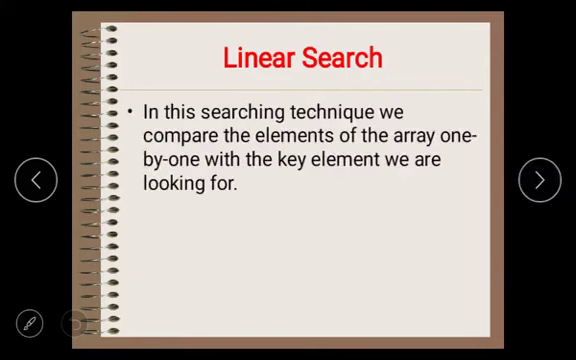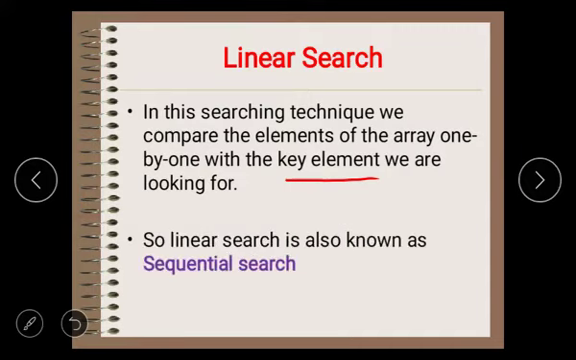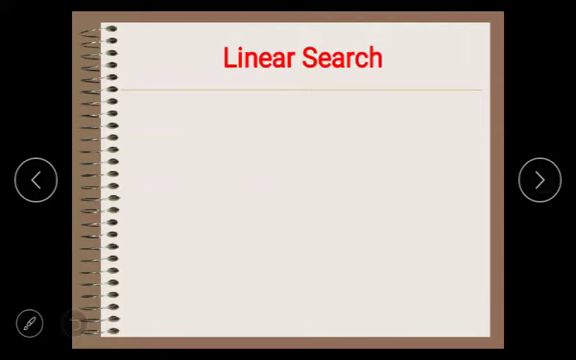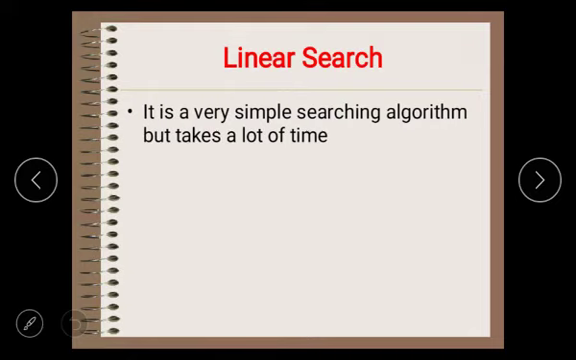Linear search. In this technique, we will compare the elements of the array one by one with the search element which we are looking for. Here the key element is nothing but the search element which we are looking for. The comparison of the elements in the array will be done one by one in sequential order. That is the reason why linear search is also known as sequential search. It is a very simple searching algorithm, but it takes a lot of time. That is the main disadvantage of linear search.